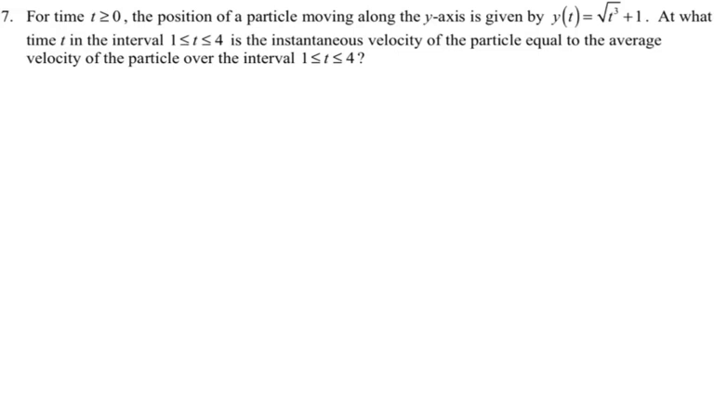For time t greater than or equal to 0, the position of a particle moving along the y-axis is given by y of t equals square root of t cubed plus 1. At what time t in the interval 1 to 4 is the instantaneous velocity of the particle equal to the average velocity of the particle over the interval from 1 to 4?